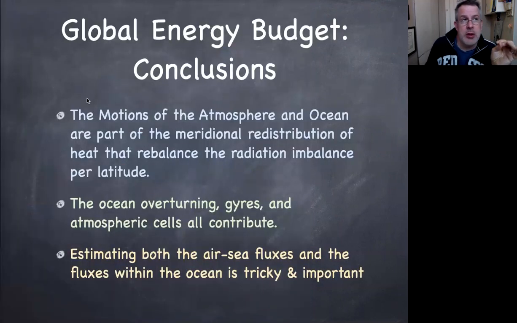Okay, so to conclude, the conclusions we had from our global energy budget last time were that the motions of the atmosphere and the ocean are part of the meridional redistribution of heat. The ocean overturning gyres and atmospheric cells all contribute to that process. And estimating both the air-sea fluxes and the fluxes within the ocean is tricky and important.